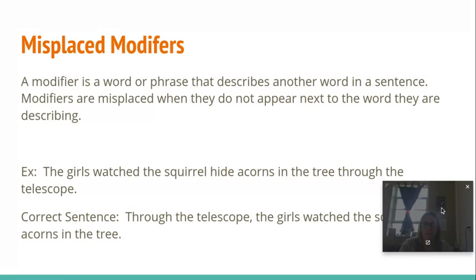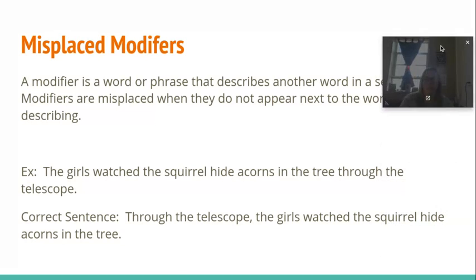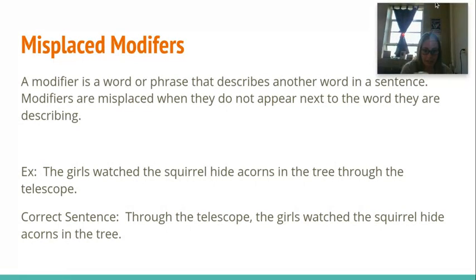Well, I'm going to move this so hopefully you can see the correct sentence now. What I want you to write is that sentence and then put somewhere bad around it or something. And then the correct sentence. Through the telescope, comma, the girls watched the squirrel hide acorns in the tree. Because how do the girls watch them? Through a telescope. But if you put it at the very end of the sentence, it doesn't make a lot of sense. The girls watched the squirrel hide acorns in the tree through the telescope. Are they hiding the acorns in the tree through the telescope? Because that's what it's saying. But if you put it in the front, through the telescope, the girls watched. Okay, so now you know they're looking through the telescope.